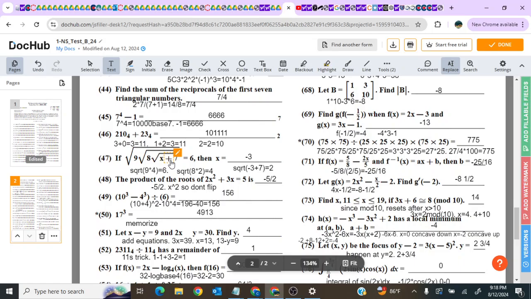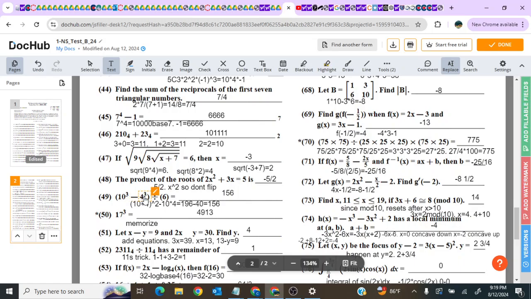48, the product of the roots of this equation is what? Product of the roots is c over a of a quadratic equation. So you'd have to move this over to get 2x squared plus 3x minus 5, and then you do negative 5 over 2. So yeah, product of the roots is going to be your non-x coefficient over your x squared coefficient.